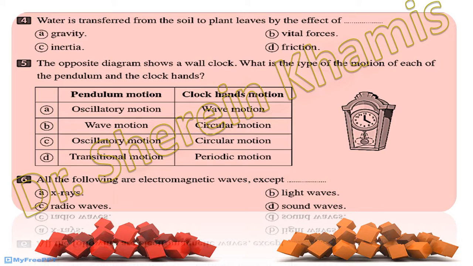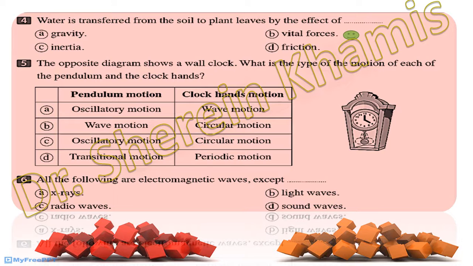Question 4 says that water is transferred from the soil to plant leaves by the effect of: gravity, vital forces, inertia, or friction force. Okay, if the plant wants to absorb water up to the leaves, we have vital forces, or biological forces. We took it in the previous year: the pushing forces upward, against gravity or the gravitational force.